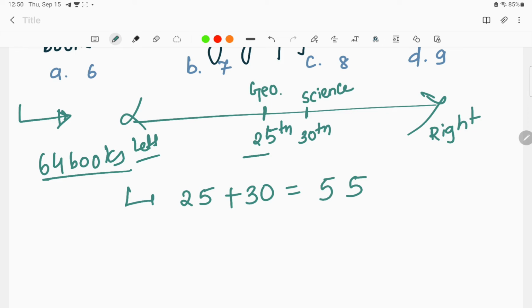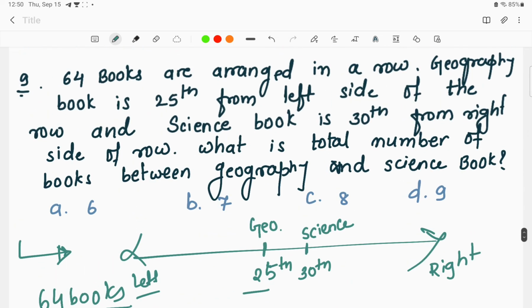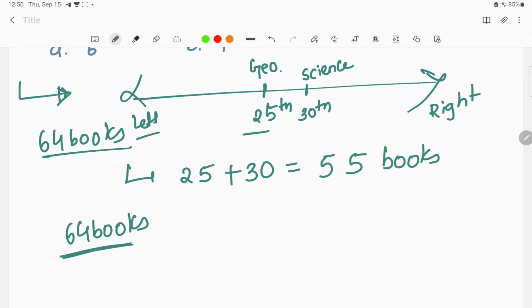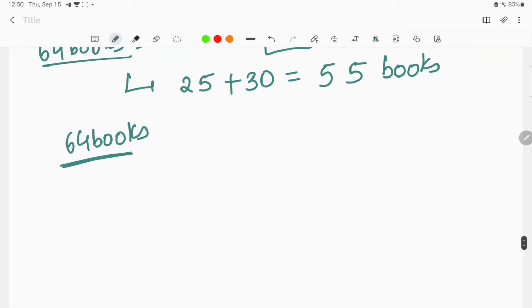Hence 55 should be less than the total number of books. So how many books are given? 64 books are given, right? When we do the summation of 25 and 30, we are getting 55 books, which is less than the 64 books over here, right? Hence, whenever we have to find the total number of books placed between both of them, we will get one kind of answer.